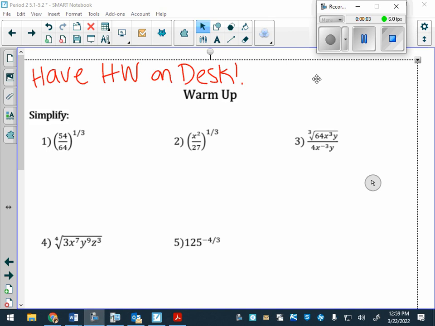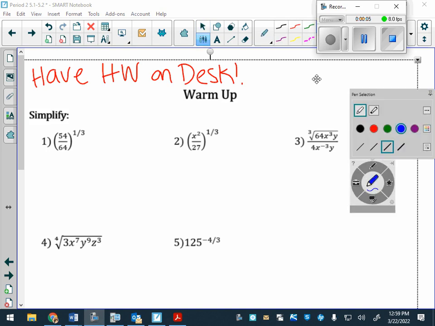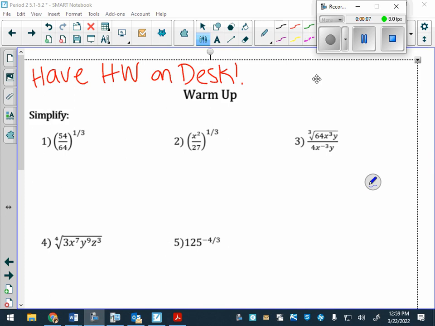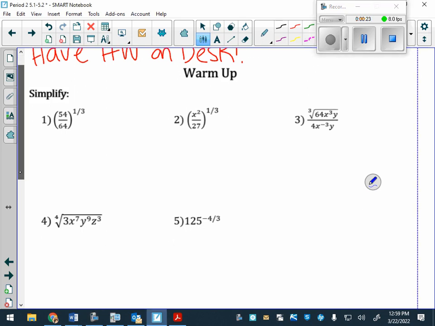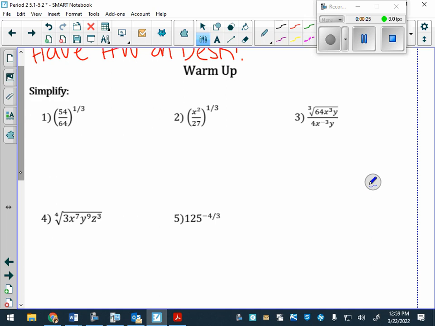Let's go through the warm-up. The first 5 are going through properties of exponents, radicals, and rational exponents, and then the bottom is addressing solving, because that's what we're getting into today. So, for number 1, what did we get? Danielle?